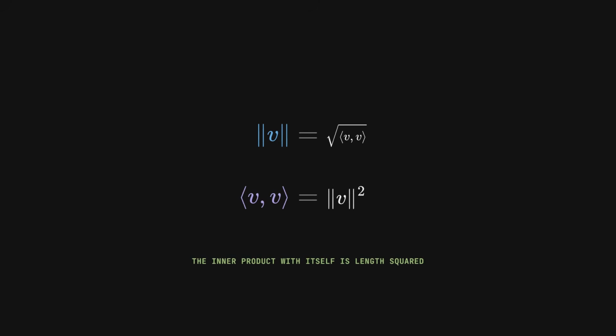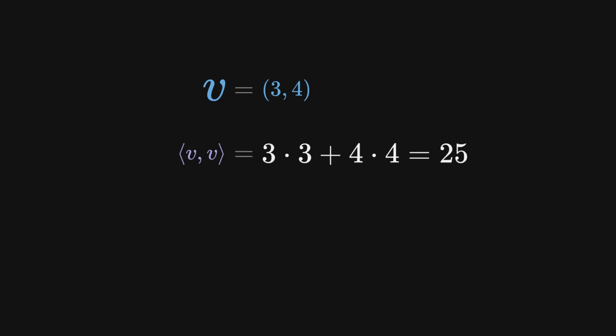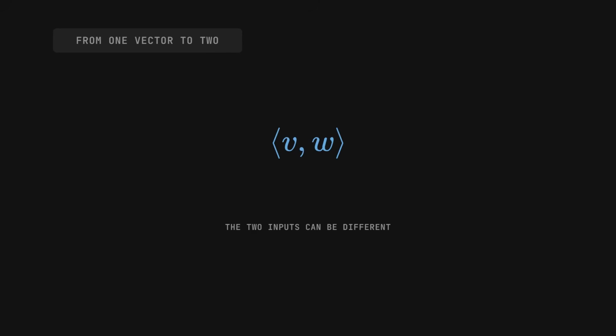The inner product of a vector with itself is its length squared. For the vector v equals (3, 4), the inner product of v with itself is 25. Taking the square root gives us the norm of v equals 5. Here we place the same vector in both input positions, but what happens when the two vectors are different? Previously, we placed the same vector in both input positions, but the inner product can also pair two different vectors.